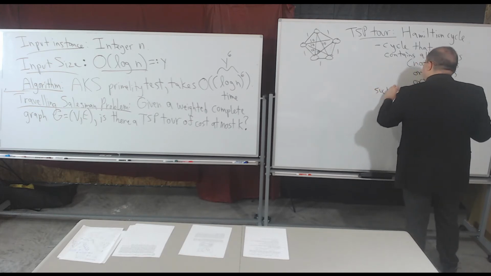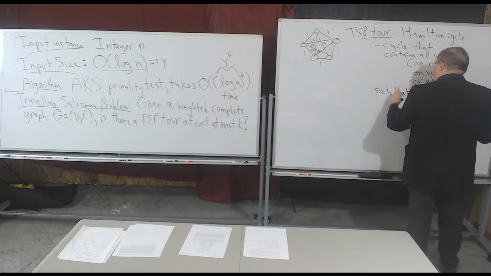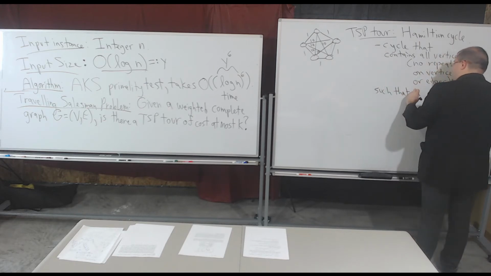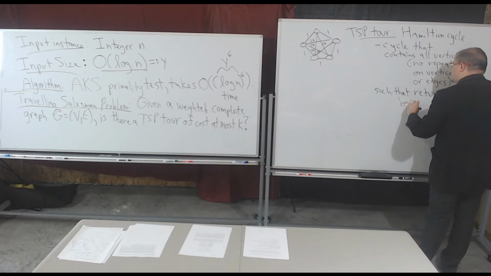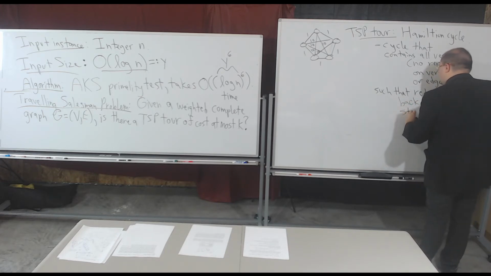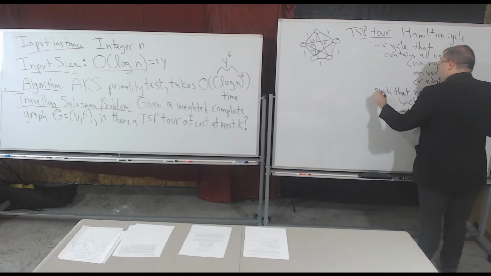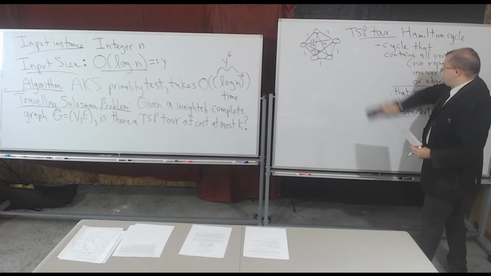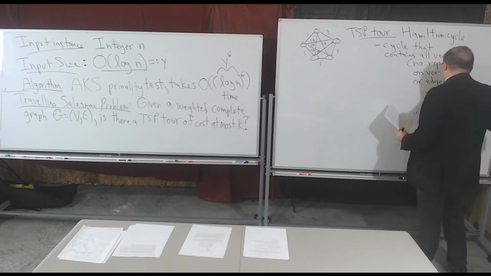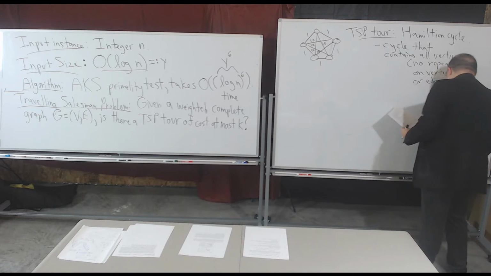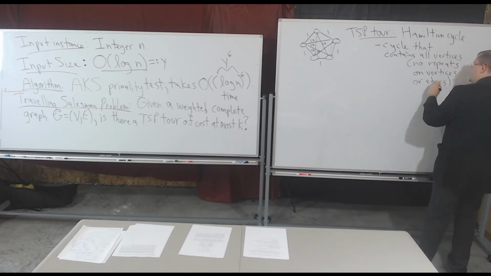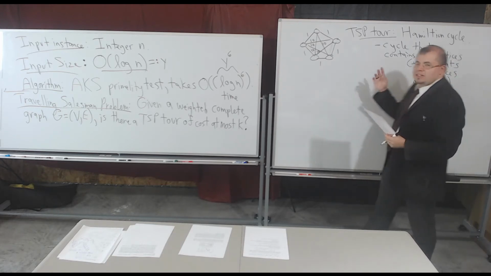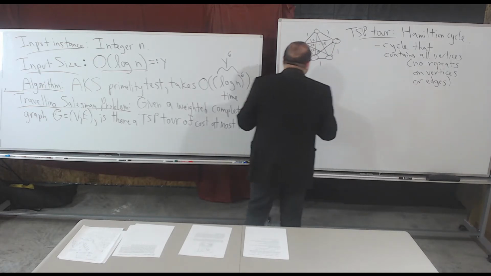such that, as the name suggests, it's a cycle, so it returns back where it started. So don't worry too much about this, because technically this is redundant. But just because I like to be a little bit intuitive with you, I wrote it down anyways. So I want to find a cycle that passes through all the vertices but with no repeats.